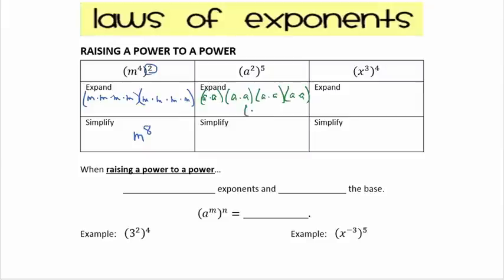There's 4. There's 5. This is all multiplication. So I have how many of these a's? 1, 2, 3, 4, 5, 6, 7, 8, 9, 10.